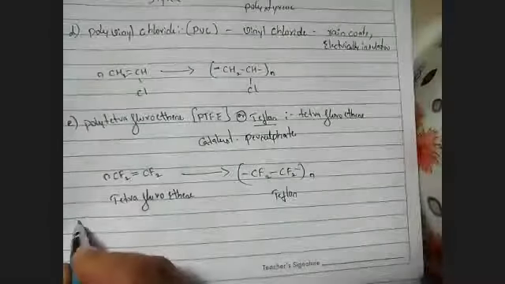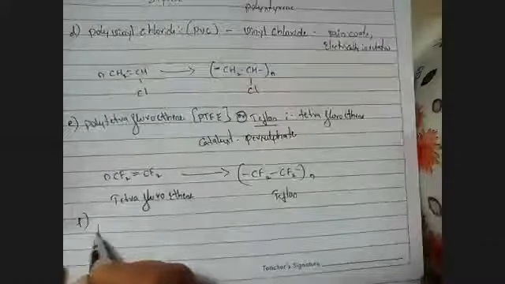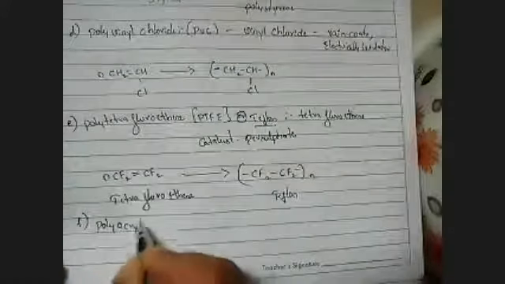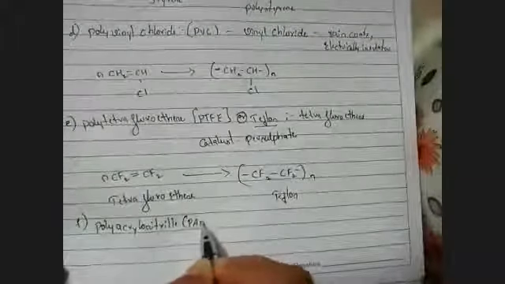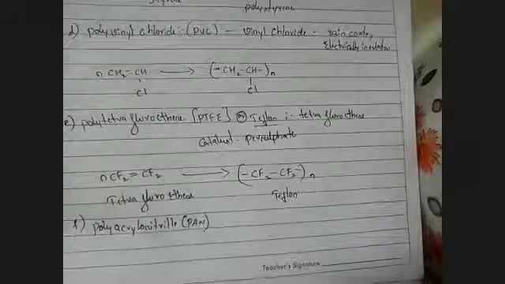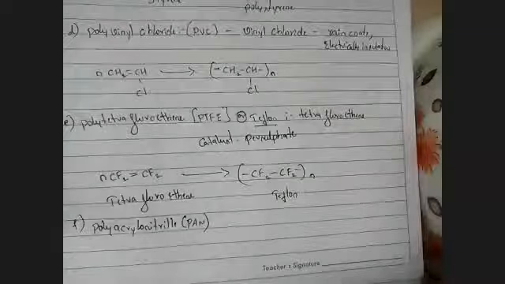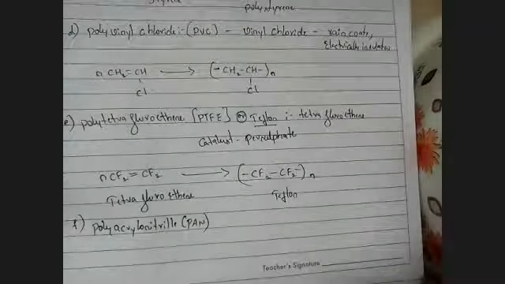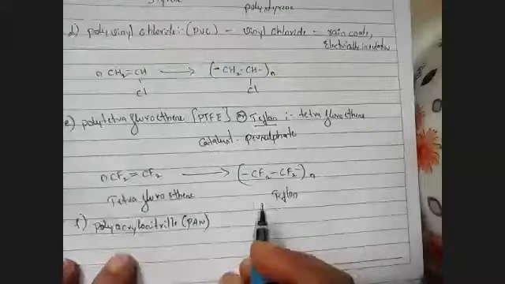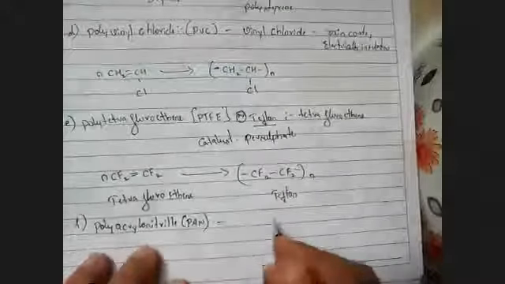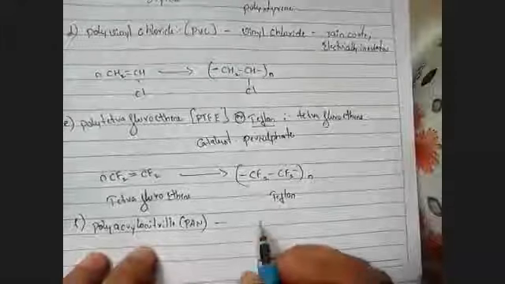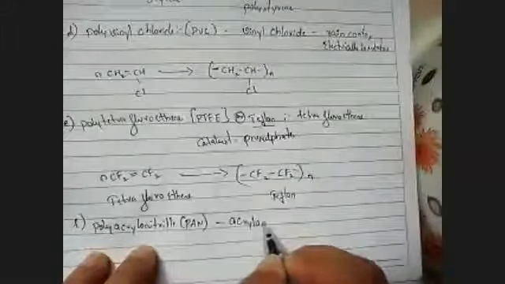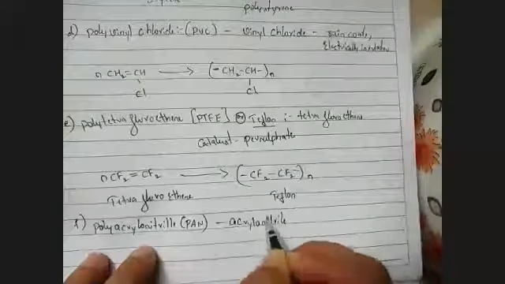Okay. Next, PAN, polyacrylonitrile. Polyacrylonitrile is called PAN. So the monomeric unit of PAN is acrylonitrile.